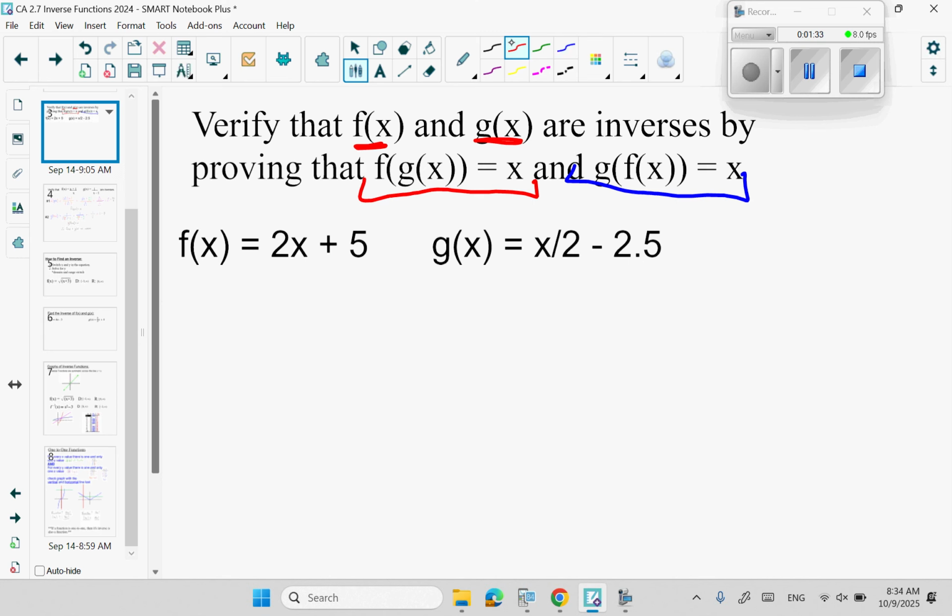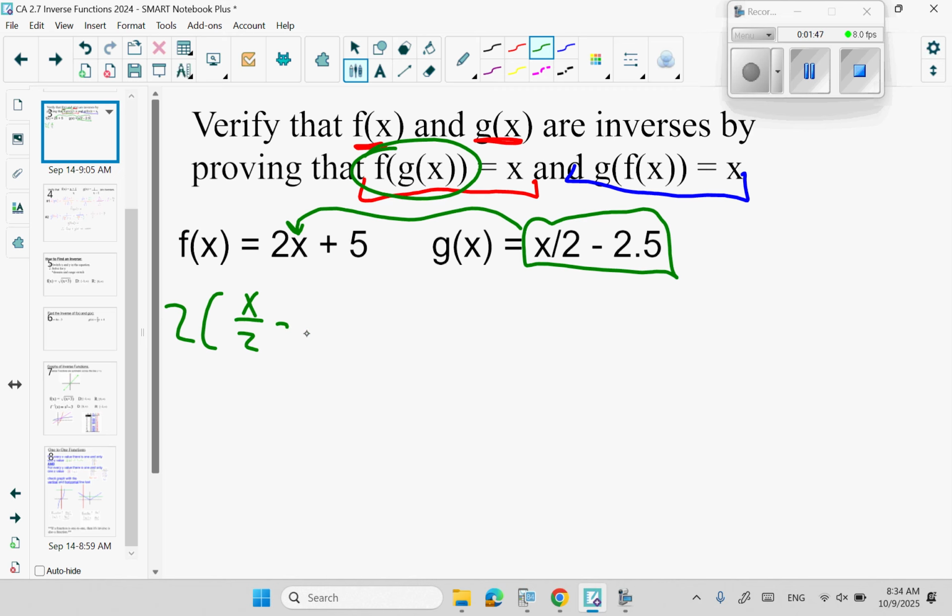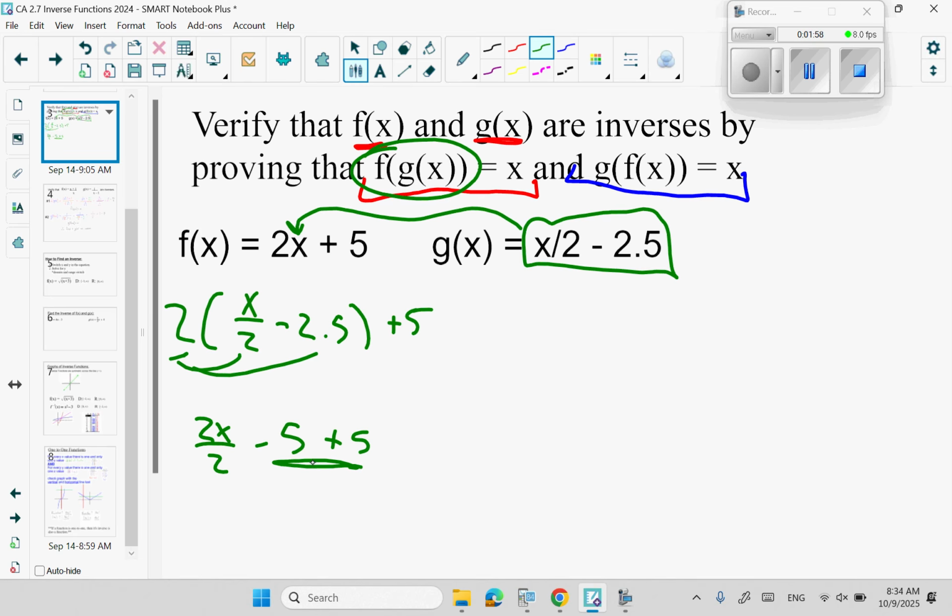So for example, if I'm doing f of g, I'm taking the entire g function and plugging it in for x in the f function, we get 2 times the quantity of x over 2 minus 2.5, plus 5. I can distribute the 2, so I get 2x over 2 minus 5 plus 5. That simplifies out, and 2x divided by 2 gives me just x, so I'm all good.